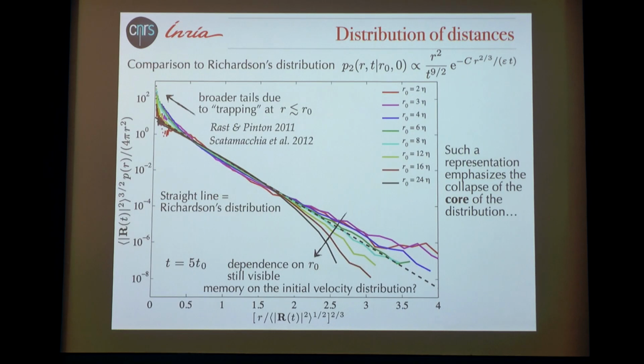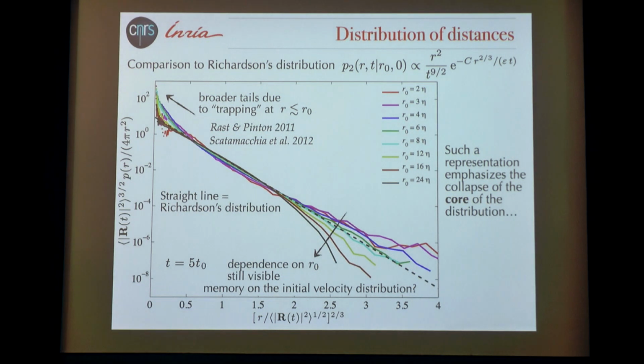Now, if you do some measurements, these are measurements of the 2-point transition probability for different values of the initial separation. It's represented in such a way that if things were exactly obeying the Richardson scaling form, it would be just the dashed line shown here. And what you see is that you have clear deviations. In particular, you have a broader tail at small distances, which means that there is some kind of trapping occurring at small distances. And then you have a clear dependence on the initial separation at large distances, which means that there is some kind of memory effect: if you have started from a large distance, you're more likely to go to a larger distance, even if it's just a relative distance, than if you were starting from smaller distances.